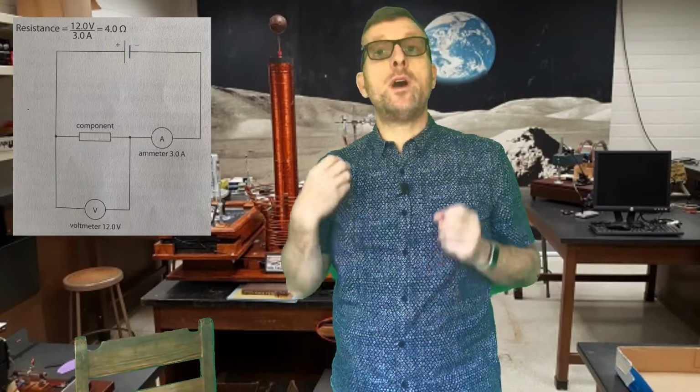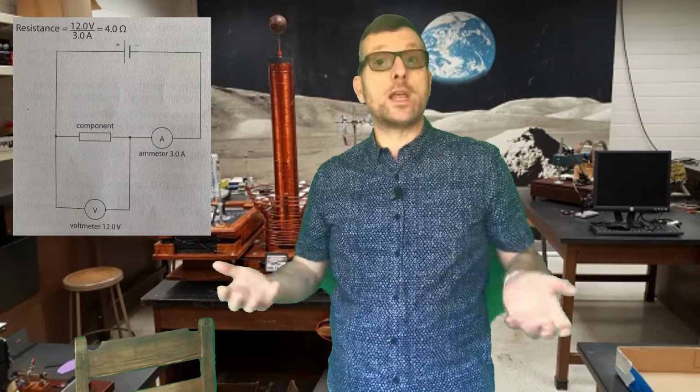Now, from this formula, we can see that if the potential difference remains the same, a component with a higher resistance would have a lower current passing through it. And if the potential difference remained the same, a component with a lower resistance would have a higher current passing through it. Therefore, for a given resistor, the current increases as potential difference increases. And for a given resistor, the current will decrease as the potential difference decreases.